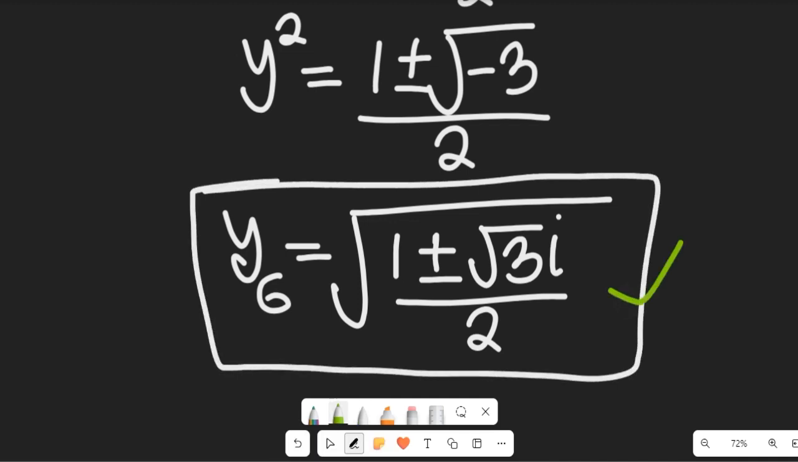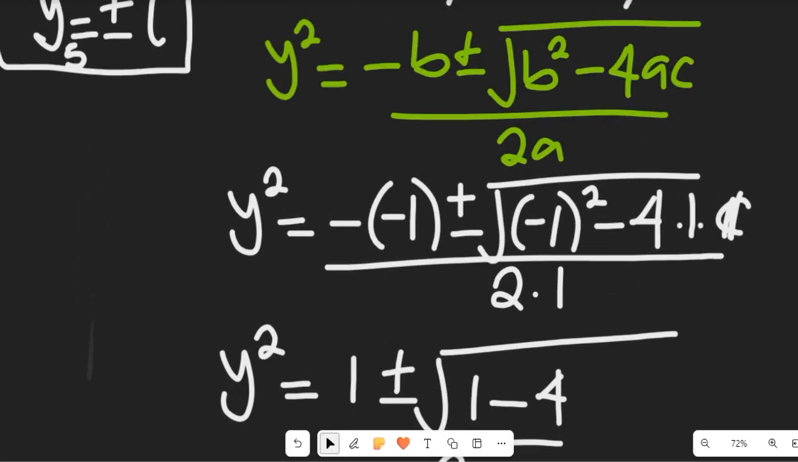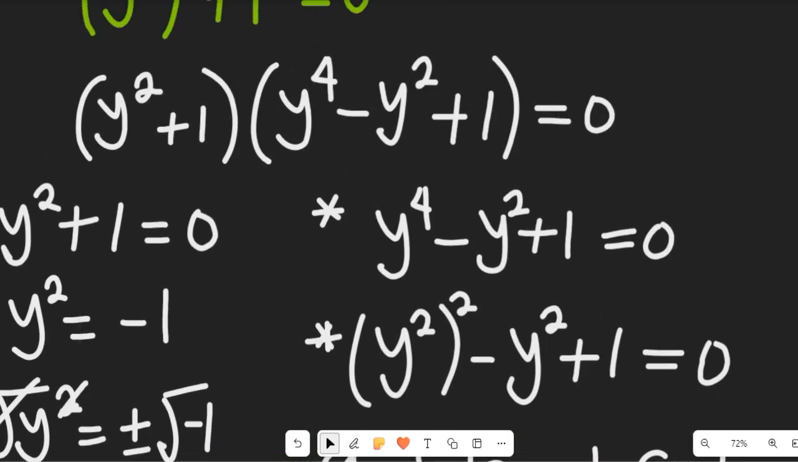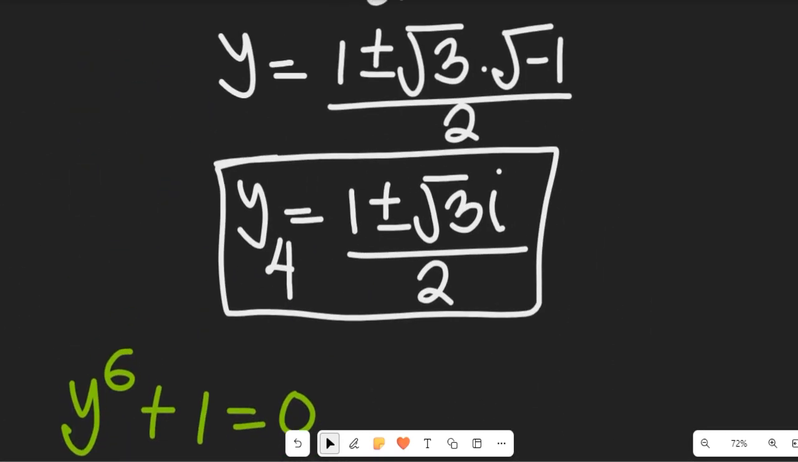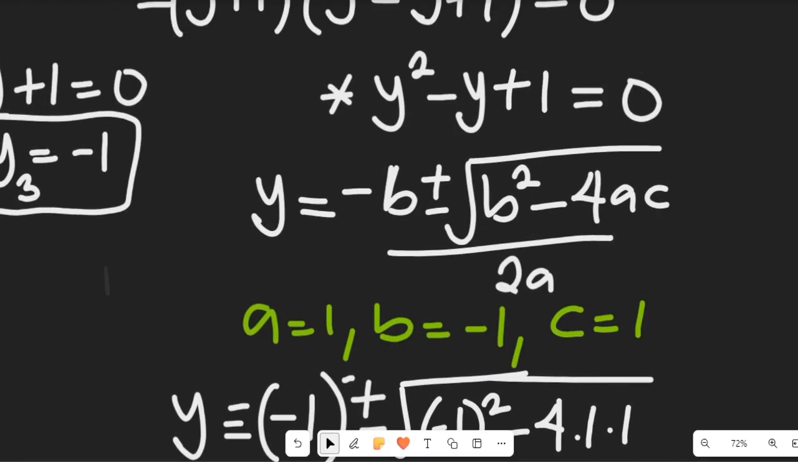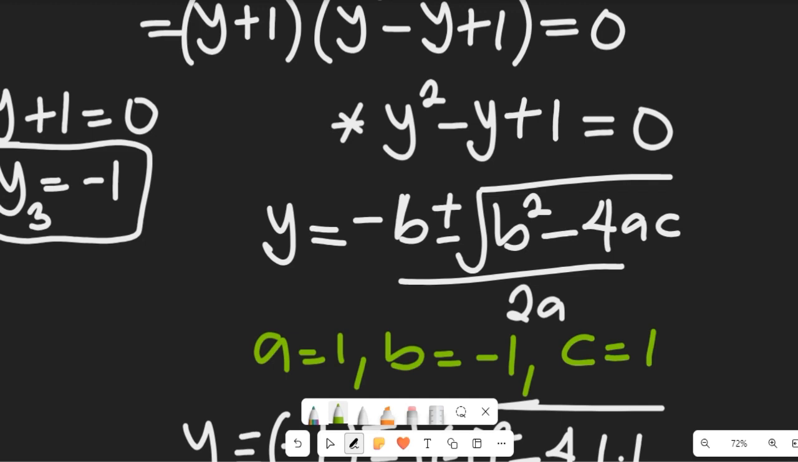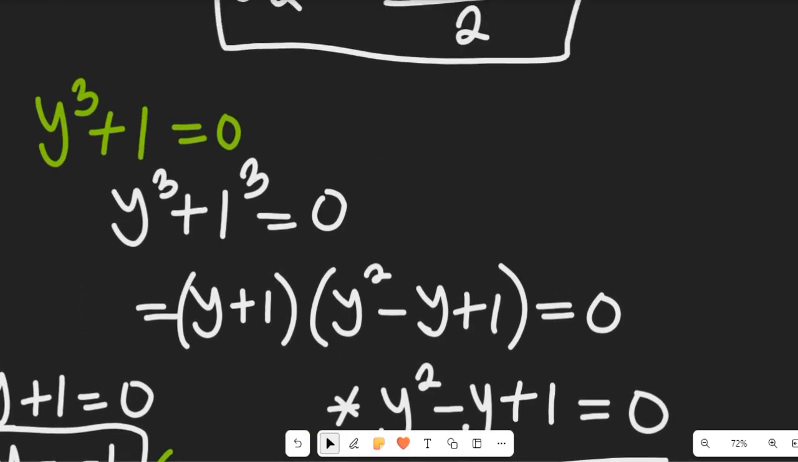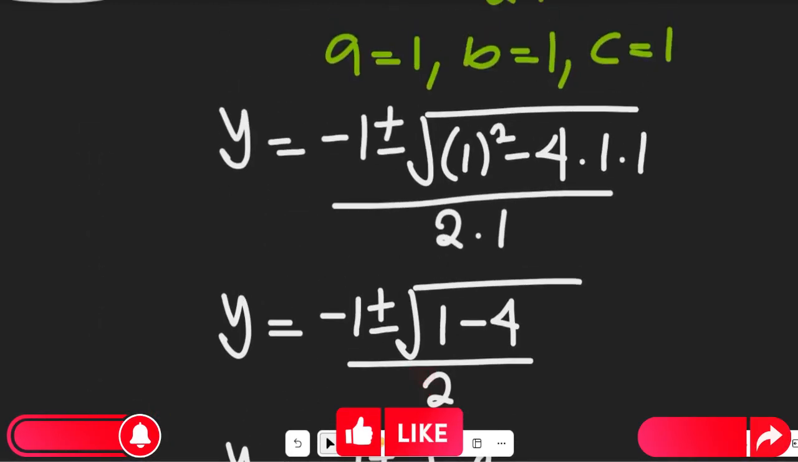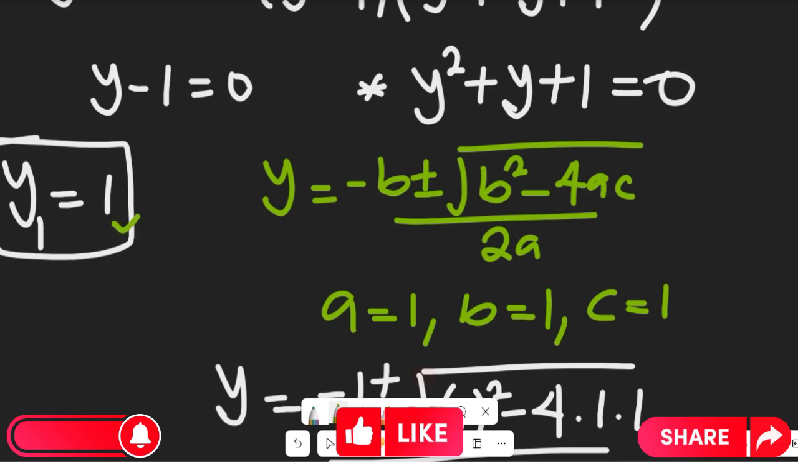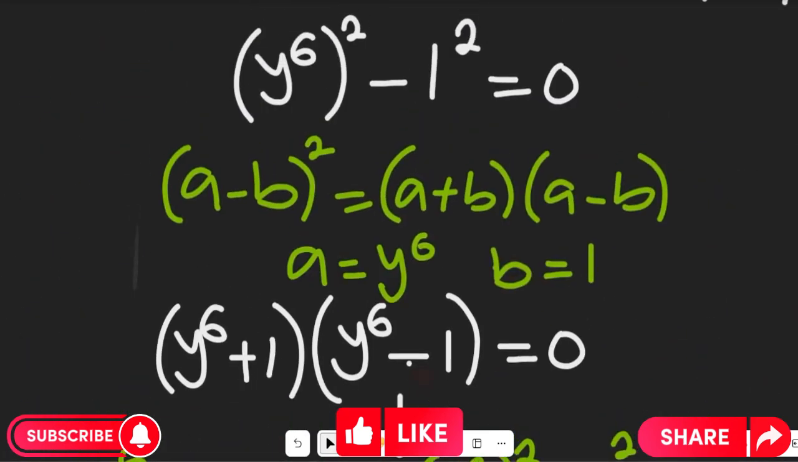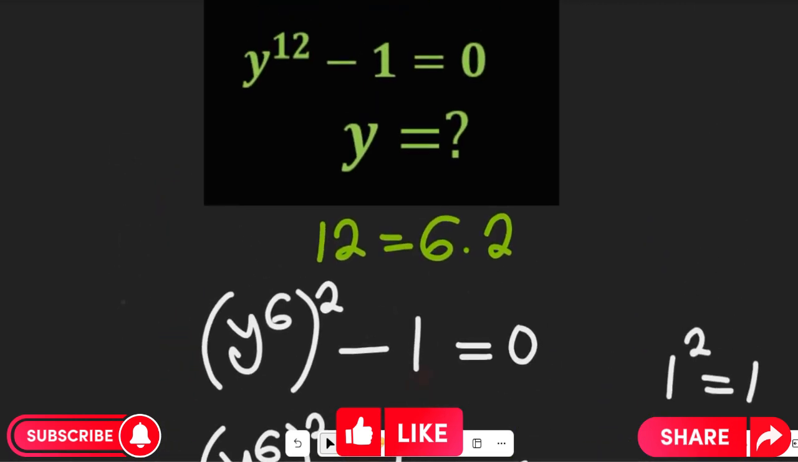So if you see, we have one solution, we have the second solution, which is this. We also have the third solution, which is this. We have the fourth solution, which is this. We have the fifth solution, which is this. And we have the sixth solution, which is finally 1. So we see all these are the values of y that satisfy that expression given to us up there.